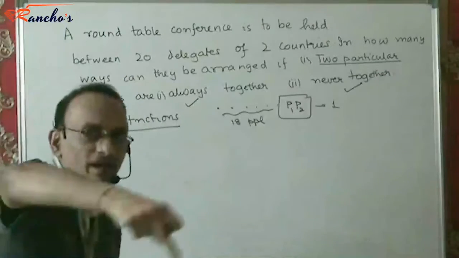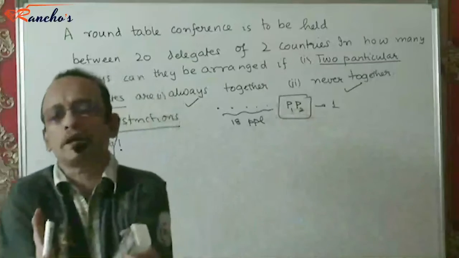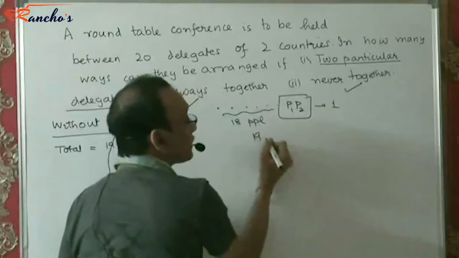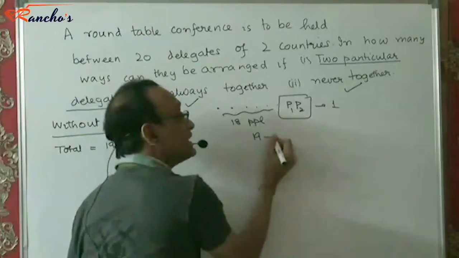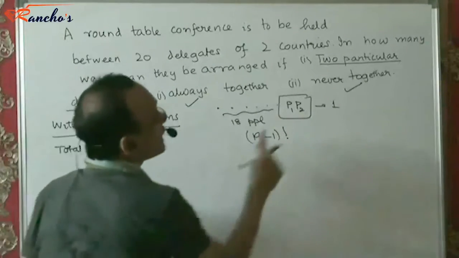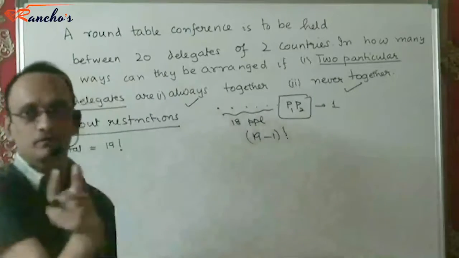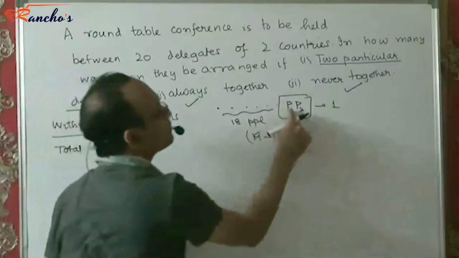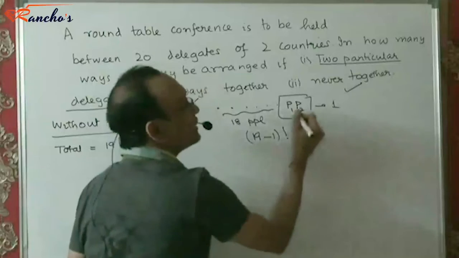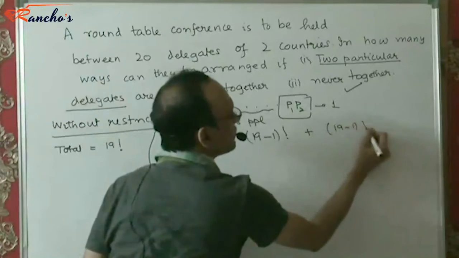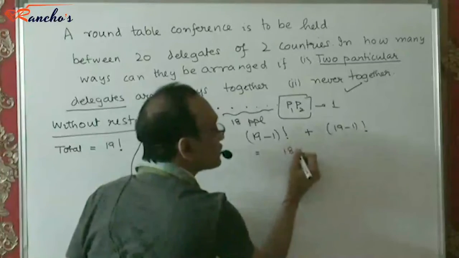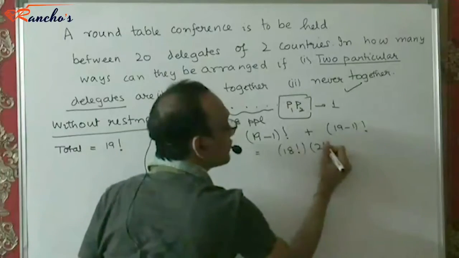So 19 things to be arranged in a circle with P1 and P2 packaged together, then the count would be 19 minus 1 factorial, n minus 1 factorial. But realize that the packaging could be P1 P2 or P2 P1. If it's P1 P2, it's 19 minus 1 factorial. If it's P2 P1, that would also be 19 minus 1 factorial. And they're different. So that's essentially 18 factorial into 2. That would have been the count.